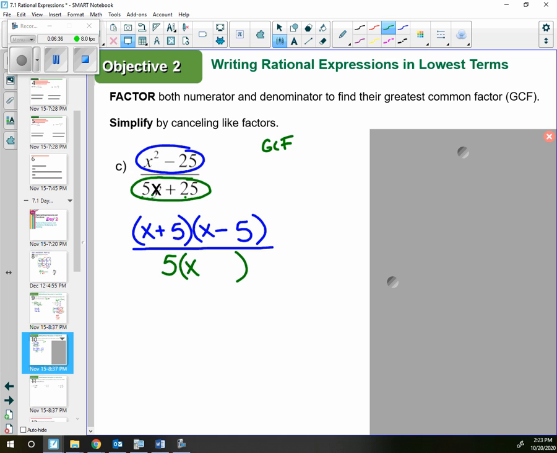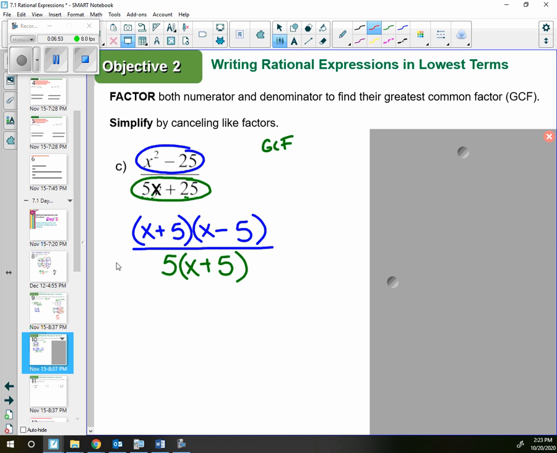Well, that would be an x. 5 times what would give you 25? That would be a 5. Since it's a plus, that would be a plus. So sometimes what we're doing when we're factoring is just doing a GCF. It's not even 2 binomials. So be careful when you're looking for that. Make sure you check for GCFs if it doesn't look like it's going to factor into 2 binomials.